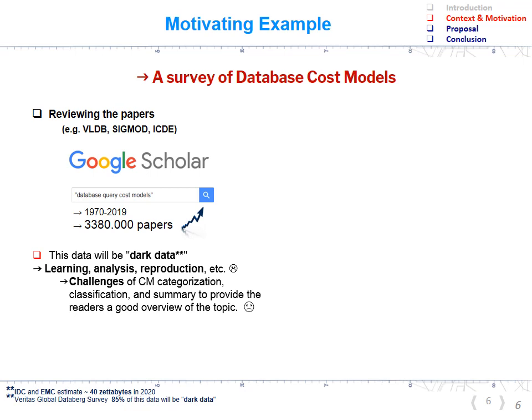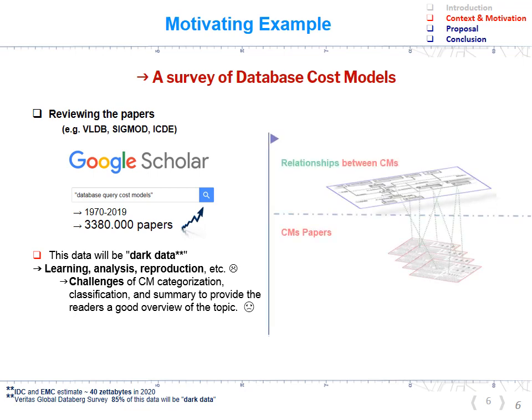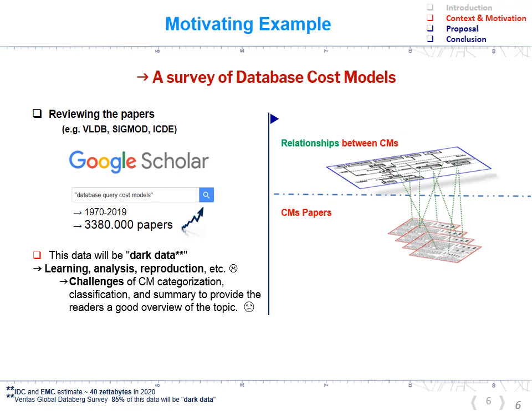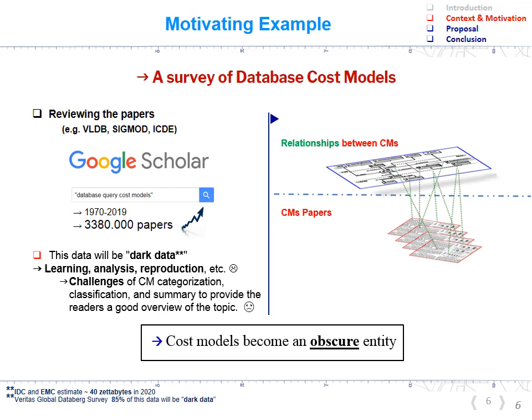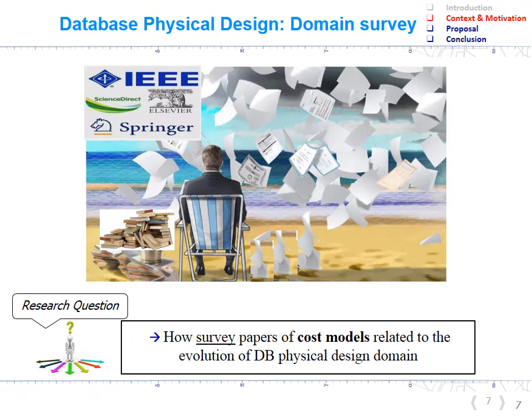This data will be dark data due to the spectacular evolution of database technology, which covers database models from relational to graph, platforms, database systems, and processing devices. This situation complicates the exploitation, reproduction, and reuse of existing cost models to provide the reader a good review of the topic, because it's difficult to see how cost model entities are related from the scientific papers, as cost models become an obscure entity. Hence, the problem statement of the research question is how to improve the survey of papers on cost models related to the evolution of the database physical design domain.